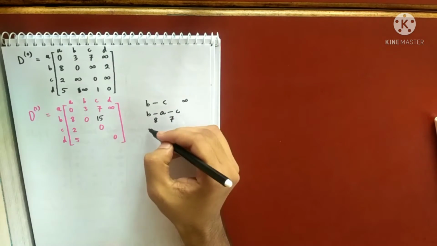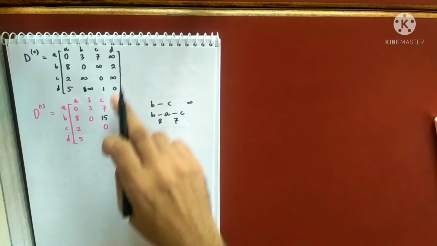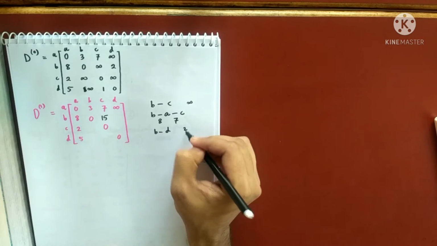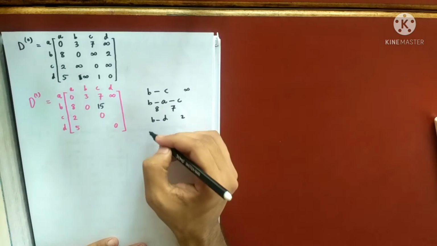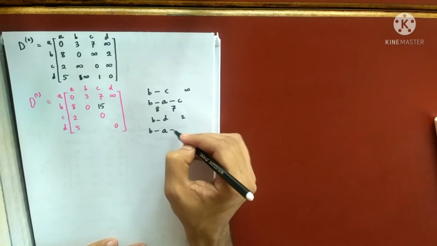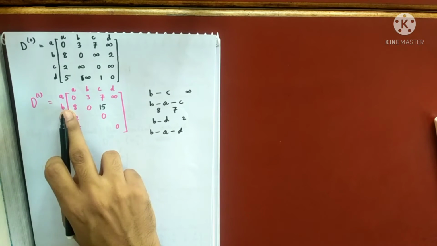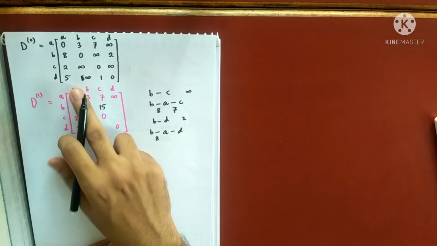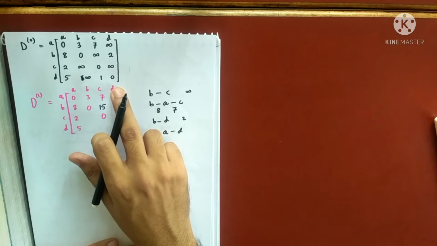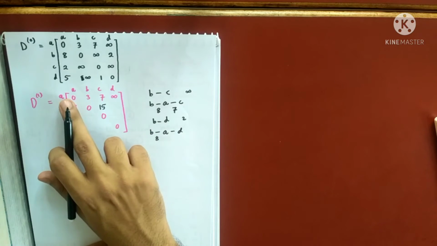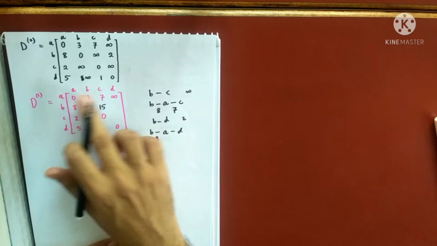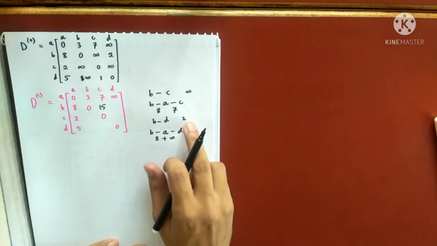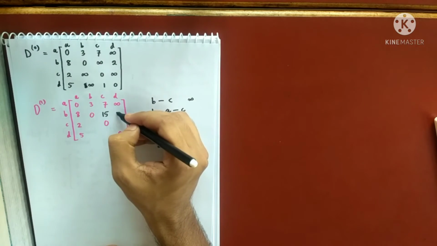Again, I was going B to D directly, and the distance was 2. Now I will go via the first vertex, so B to A and then A to D. B to A is 8. And A to D is how much? It's infinity, which is bigger than 2. So 2 remains the same.